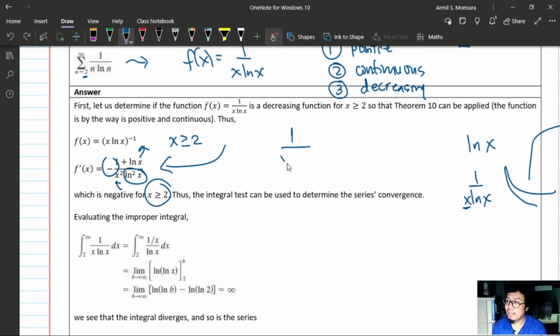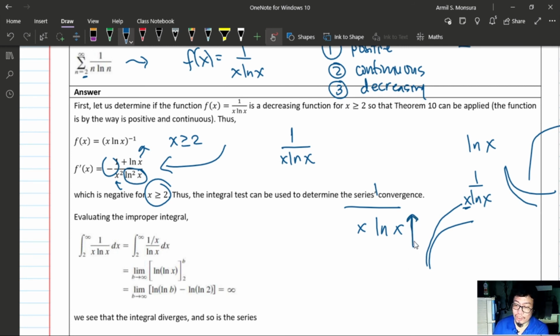But again, you can argue it this way. The product x ln x is an increasing function. You can say that with conviction. Ln of x is an increasing function. Multiply that with x, it would still be an increasing function. In fact, it would increase faster. Now, take its reciprocal. It means that if you are increasing your denominator with a constant numerator, then its resulting function is actually decreasing. So without taking the derivatives, I can argue that f of x is a decreasing function using this argument.